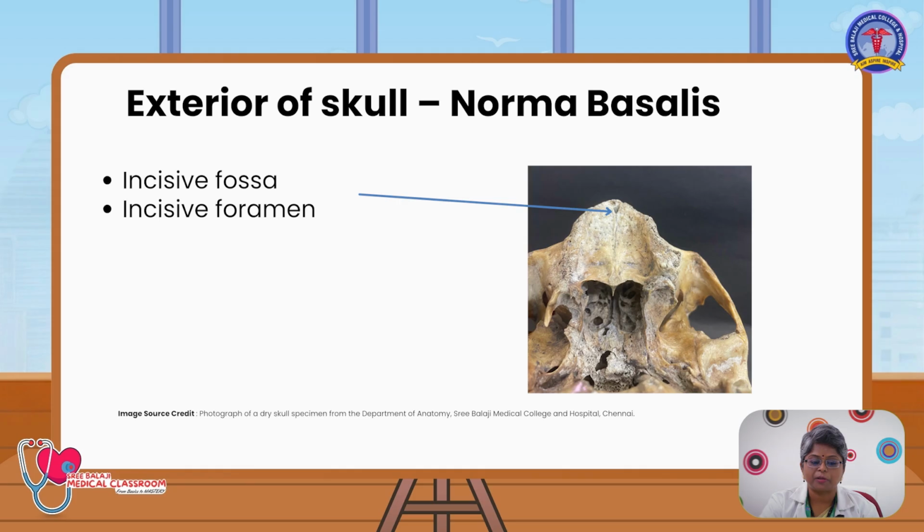Incisive fossa, it is present anteriorly in the median plane of the hard palate. The incisive foramen pierces it and each incisive foramen is traversed by the nasopalatine nerve and greater palatine vessels.